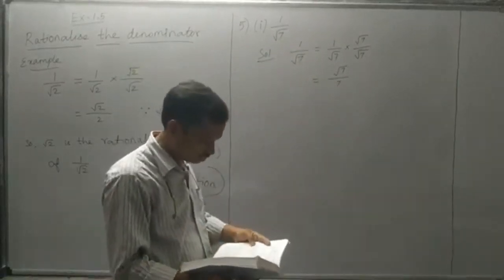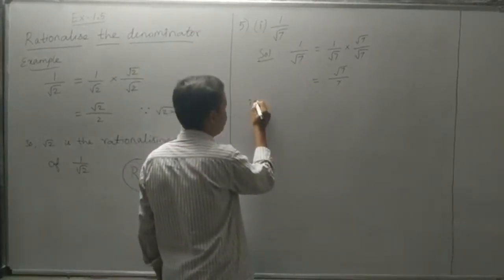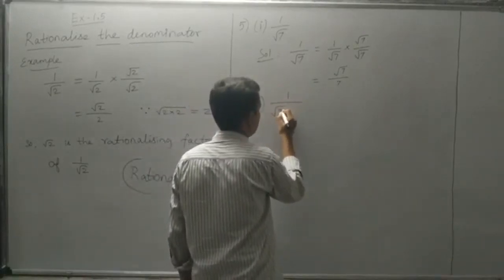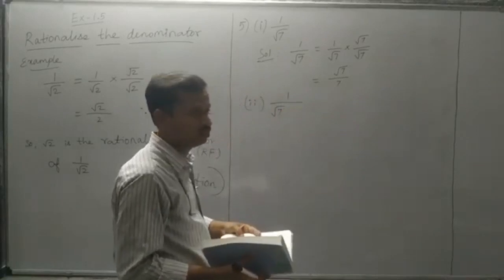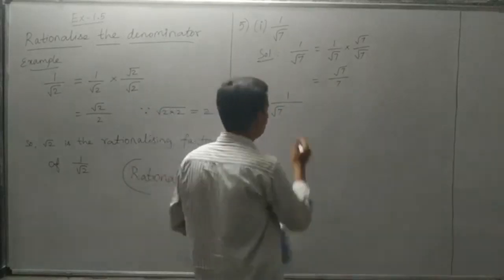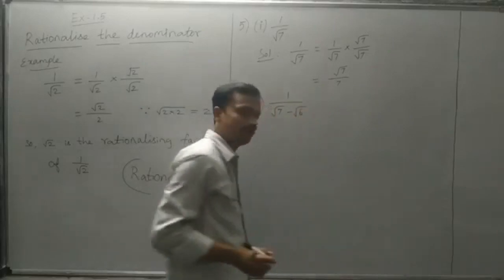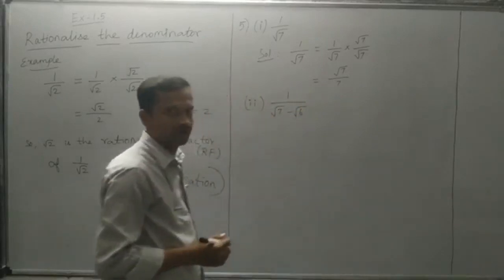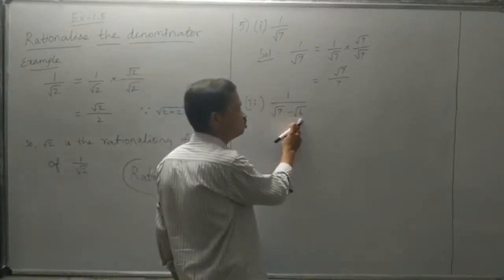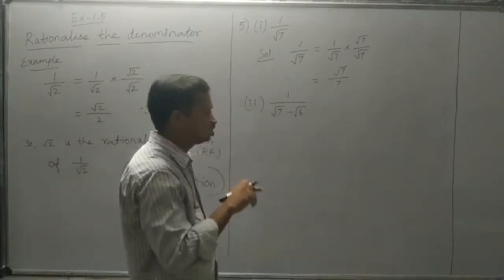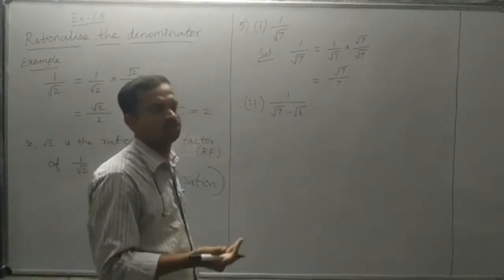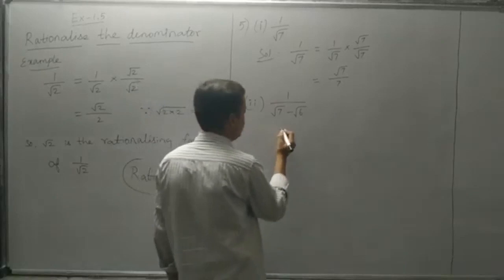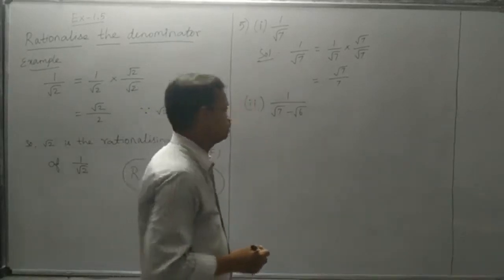Now coming to the next question, option 2. Already I have told you about the rationalizing factor. How to find the rationalizing factor of a given problem? According to the given denominator of the question. So here, what is the rationalizing factor? Root 7 minus root 6 is in the denominator. So root 7 plus root 6 is the rationalizing factor of the denominator. So we have to multiply by root 7 plus root 6.